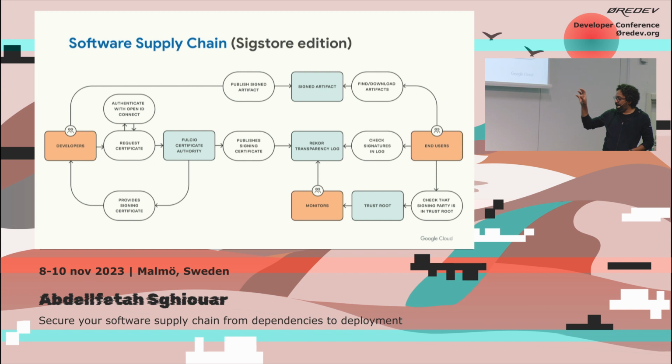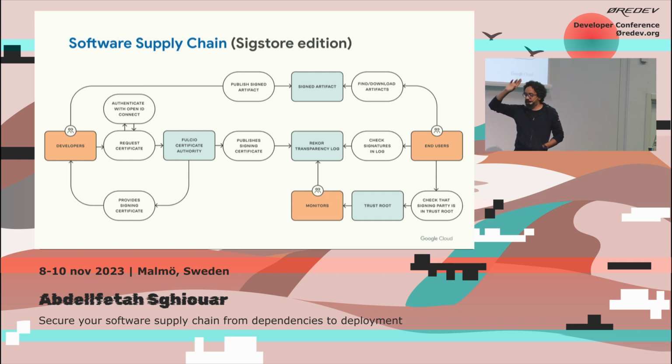Then I take my artifact and sign it using the certificate that I downloaded. The signature gets uploaded to the Rekor transparency log. And then I publish the signed artifact. Then as an end user who is going to use this artifact, I have a way to either check the transparency log to verify that the artifact has been signed, or I can download the artifact and the public key and verify the signature of that artifact.